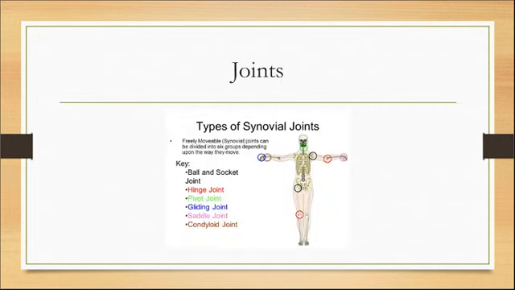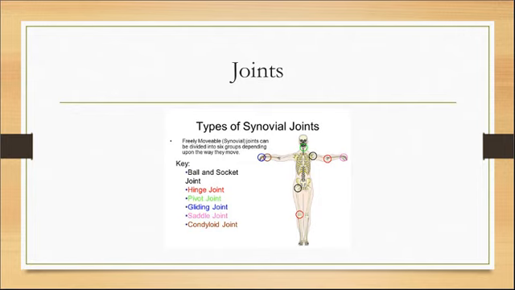Looking more specifically at joints, there are 6 types of synovial joints: ball and socket, hinge, pivot, gliding, saddle, and condyloid. Those are good to know as well. 6 types of synovial joints.